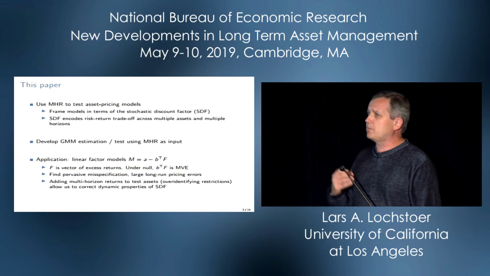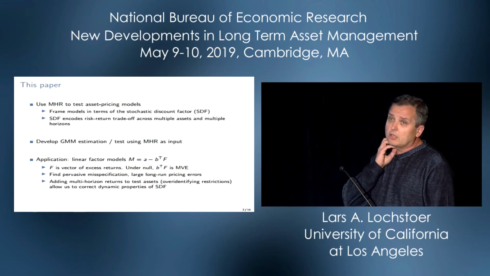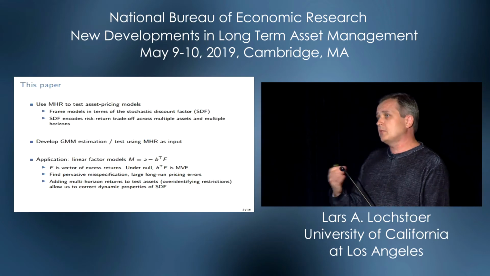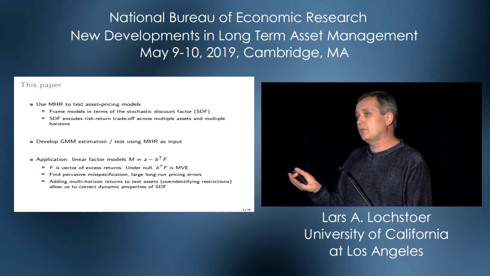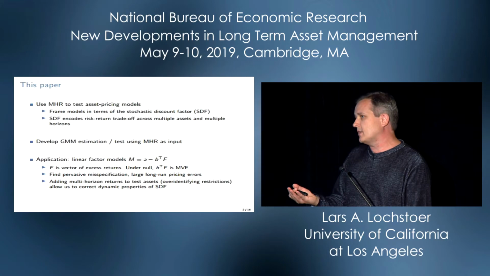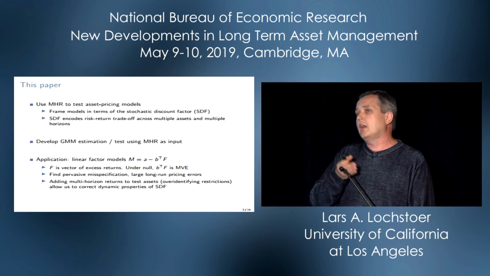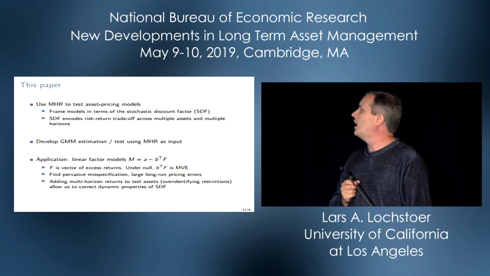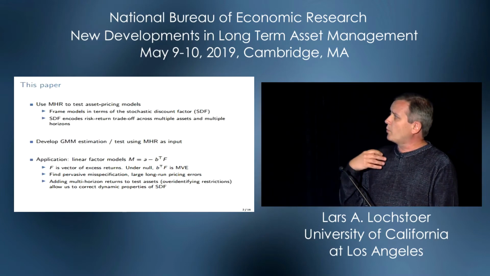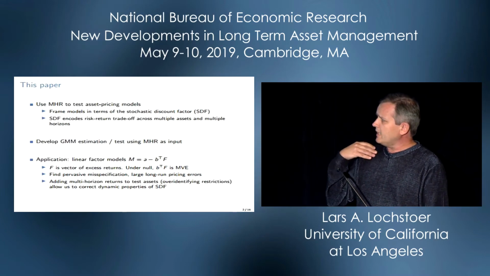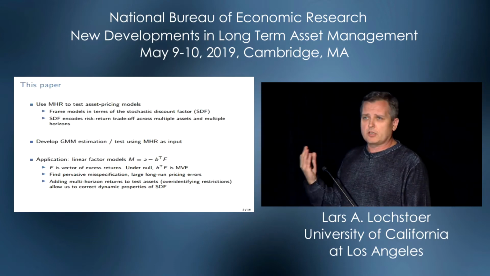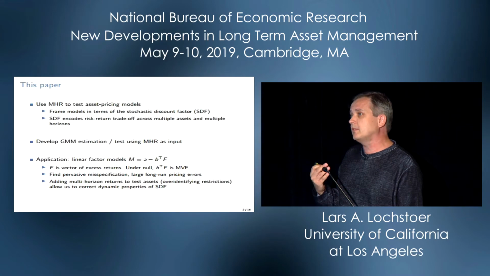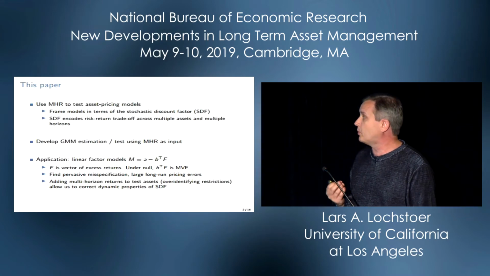So here's what we're going to do in this paper. We're going to use multi-horizon returns to test asset pricing models, okay? We're going to take a bunch of standard models and frame them in terms of a stochastic discount factor, because I know how to accumulate the stochastic discount factor over time. I just multiply them together. What we're going to think about is, in that setting, what do multi-horizon returns do for us? And it is going to be a conditional test of the model. I'm going to show you that very explicitly as a general point.